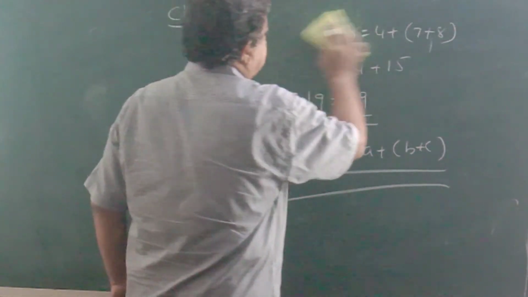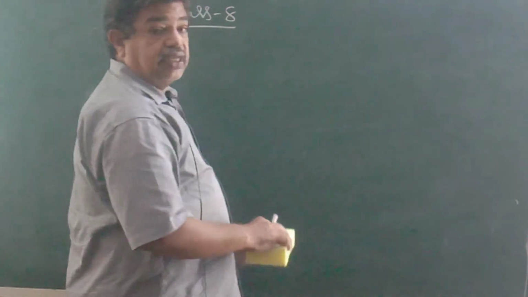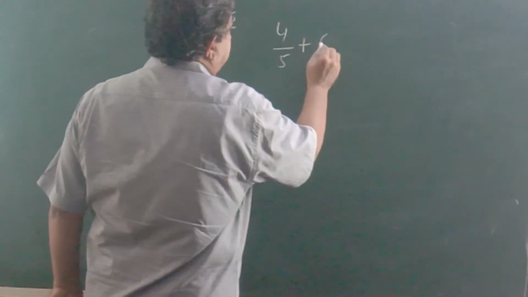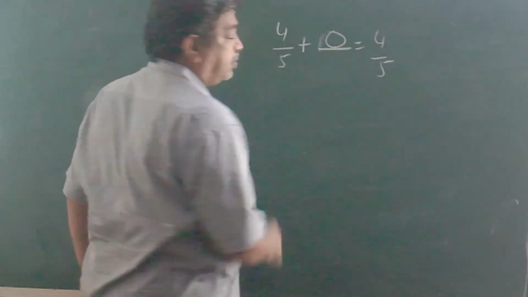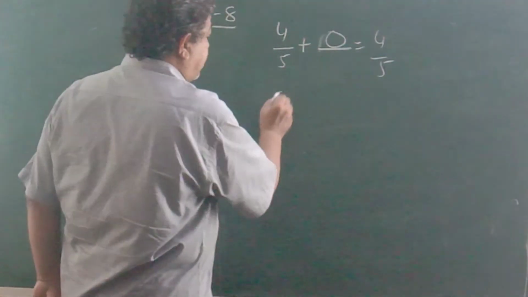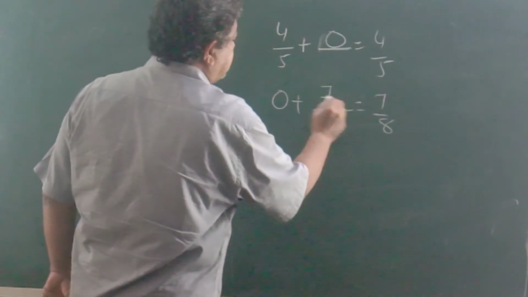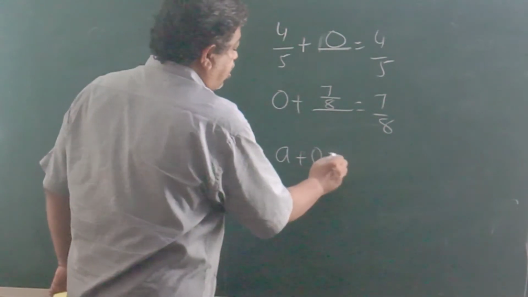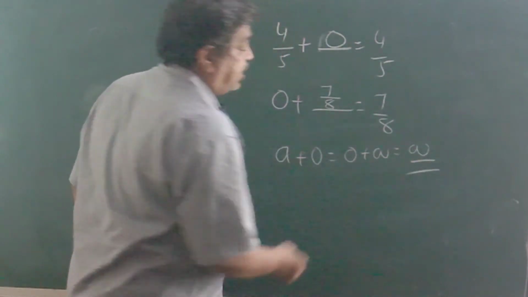Now we are going to discuss identity property for rational numbers under addition. What is this? 4 by 5. How much is added to 4 by 5 to give you 4 by 5? It is nothing but 0. For 0, how much is added to give you 7 by 8? We have to add 7 by 8. So, in general, a plus 0 or 0 plus a is always the same number, that is a.